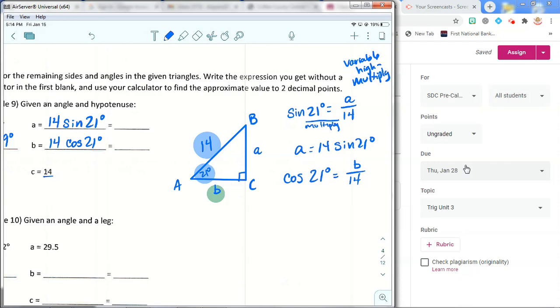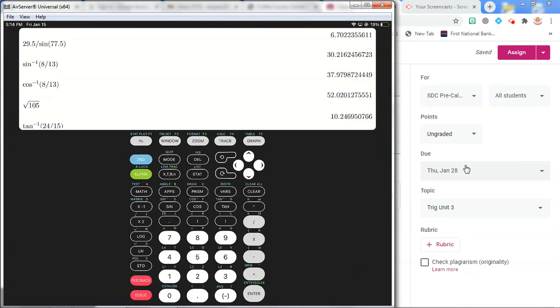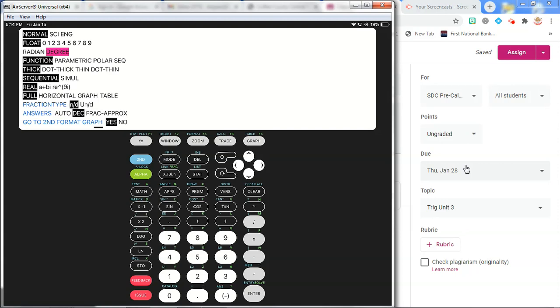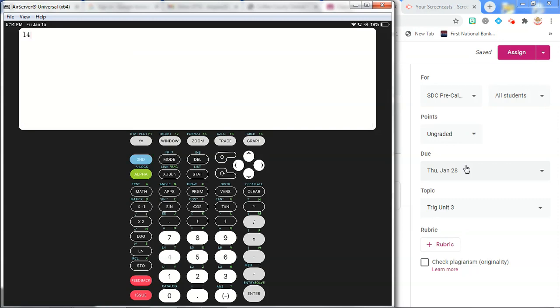All right, so we go to our calculator. Now my calculator, I don't have the 84. It's like the calculate 84 or something. It does everything you need, but you need to make sure you're in degree mode. So change your calculator to degree mode if you need to. All right, and then it's just going to be 14 sine of 21. So that leg is going to be 5.02, and then 14 cosine of 21. The other one's going to be 13.07.